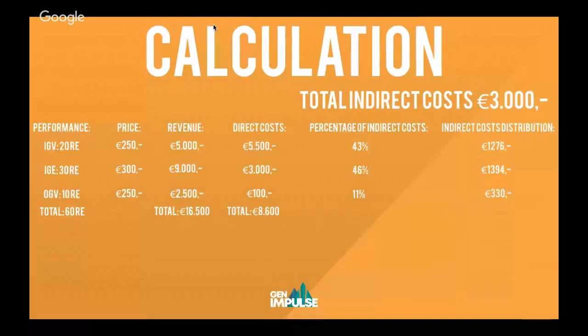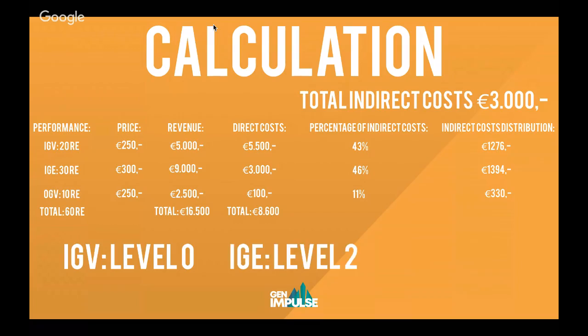Well, I'm going to show you. The direct costs of IGV are already higher than the revenue IGV is making. So there's where it starts. It's at level 0, because it cannot cover its direct costs. IGE direct costs are lower than revenue, so level 1 is achieved. Now, is direct plus indirect cost still lower than the revenue? Yes, it still is. So IGE is level 2. OGV, revenue 2,500 euros. It's higher than 100 in direct costs, and even with indirect costs included, you can see that it can still cover, so it's level 2 and level 2.